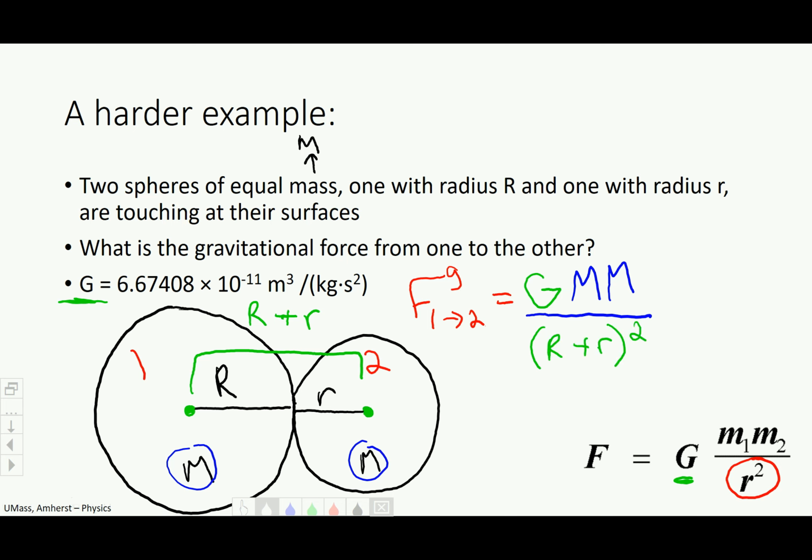Okay, pretty straightforward. You can leave it like that, but the point of this example is that the radius is the distance between the centers of mass of the two objects. So even though these are touching, they still exert gravitational force on one another, and we need to use the distance between their centers of mass.